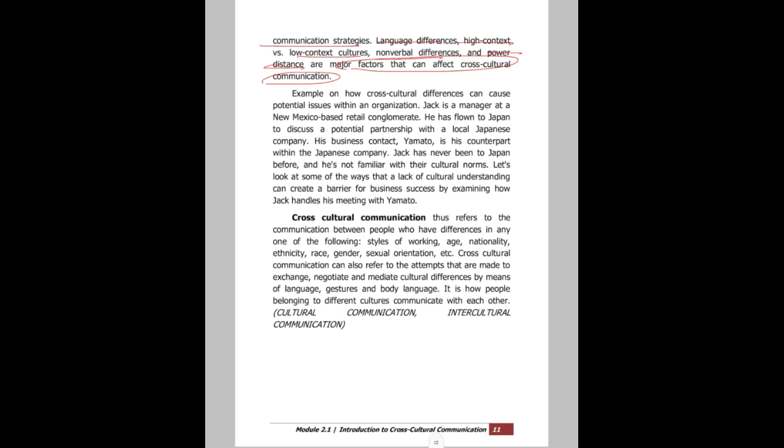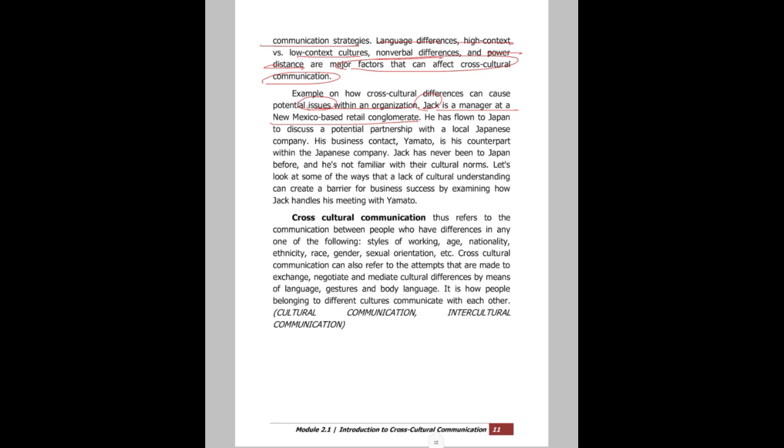We have here an example of how cross-cultural differences can cause potential issues within an organization. For example, Jack is a manager at a New Mexico-based retail conglomerate. He has flown to Japan to discuss a potential partnership with a local Japanese company. His business contact Yamato is his counterpart with the Japanese company. Jack has never been to Japan before and he's not familiar with their cultural norms. Now let's look at some of the ways that a lack of cultural understanding can create a barrier for business success by examining how Jack handles his meeting with Yamato.